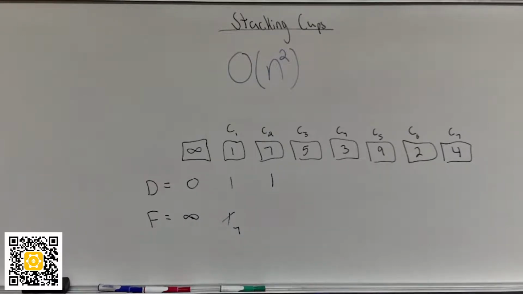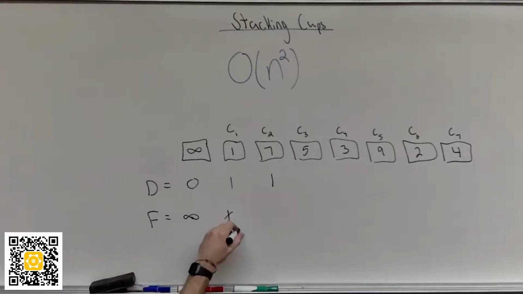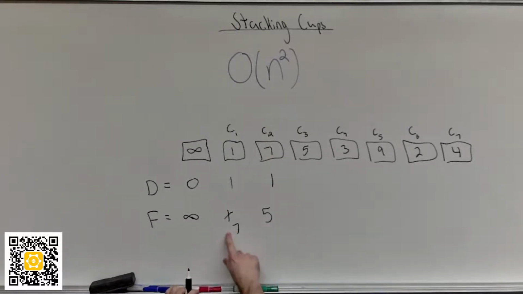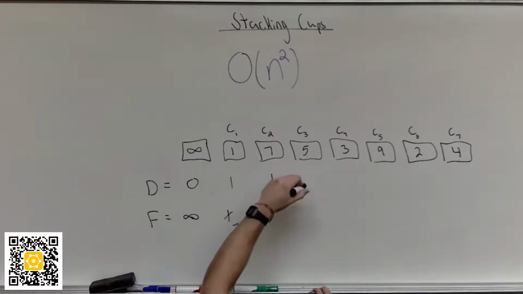At this third cup, we have a value of 5, correct? 5 lands between infinity and 7. So no, we don't replace 7. We add it to the end, because it does not land between infinity and 7. We add it to the end, and therefore we increment that last one we have, which was 7. That had a value of 1, so 1 plus 1, now we have 2.